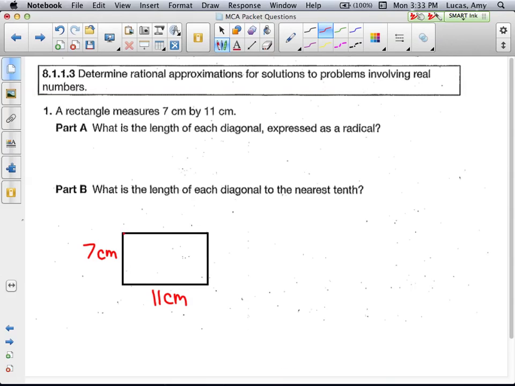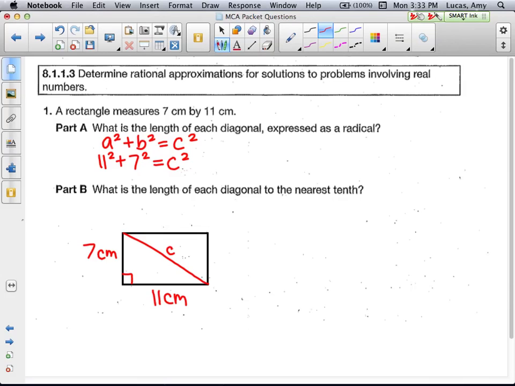And the diagonal means this. So what happened is I've just created a right triangle here. So what is the length of the diagonal? Well, that diagonal happens to represent the hypotenuse in my right triangle. So a squared plus b squared equals c squared. The Pythagorean theorem is what I need to use. So I know that the legs are 11 and 7. I don't know my hypotenuse.